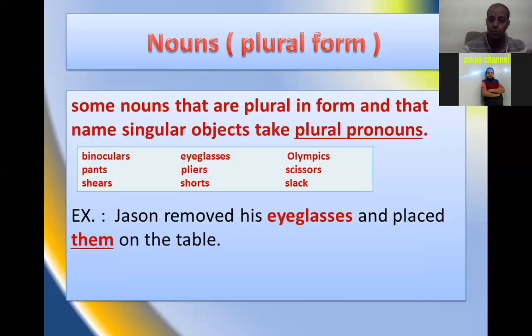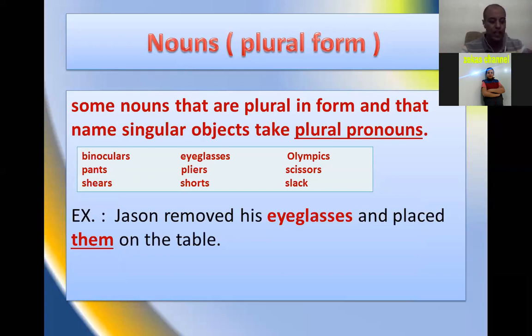Nouns in plural form that name singular objects take plural pronouns. For example, binoculars, pants, shears, eyeglasses, blinders, shorts, Olympics, scissors, slacks. All of them take plural pronouns even if they refer to singular objects.